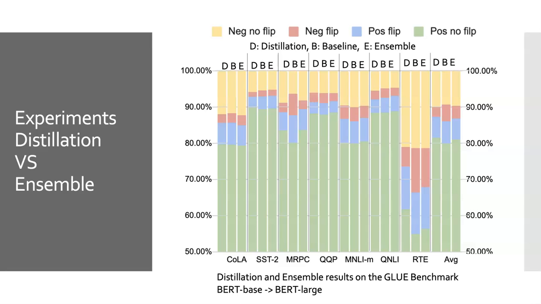Here, we compare the two methods across the GLUE benchmark. We show the update from BirdBase to BirdLarge here. Results on each dataset are shown as a group of 3 bars. From left to right, they are the results of distillation, baseline, and ensemble respectively. Blue and green parts together represent the accuracy. The red part represents the negative flip rate. Overall, distillation can greatly reduce regression. Ensemble sometimes also works well.